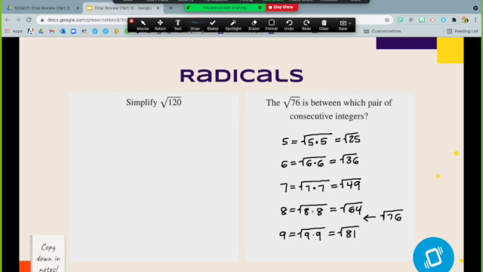So the numbers that 76 is between are 8 and 9. So we could say here the square root of 76 is between 8 and 9. Okay. Cool.